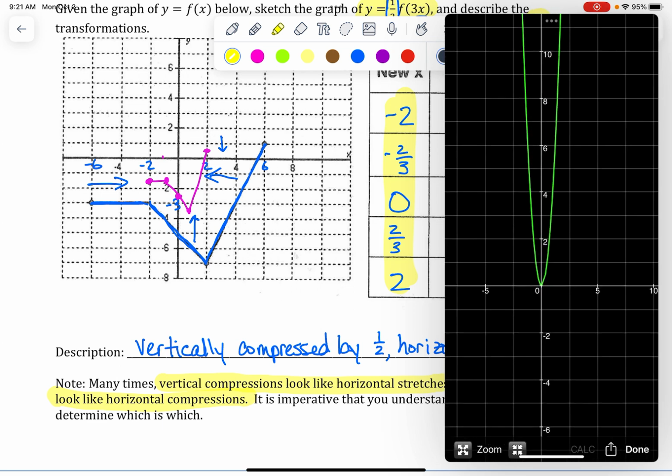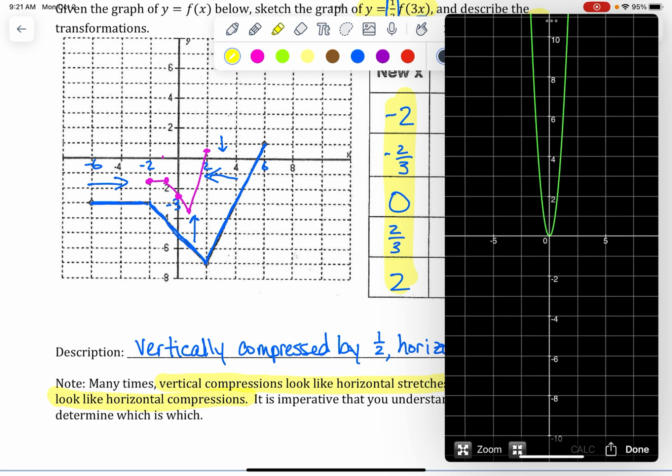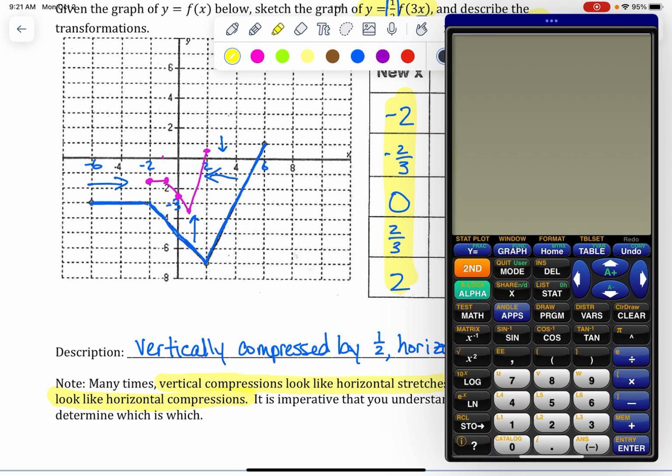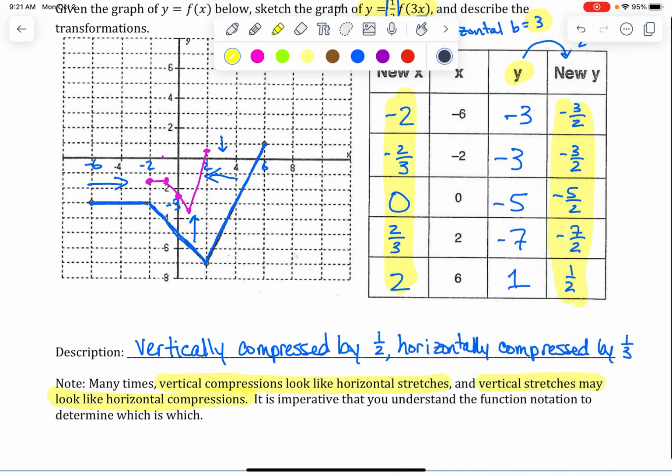So it's sort of a weird thing to try to demonstrate on the calculator, but the point is, a lot of times they look the same. So if you look at the way the function is, the second function has parentheses, so it's a horizontal effect. The first function doesn't have parentheses, so it's a vertical effect. Okay.